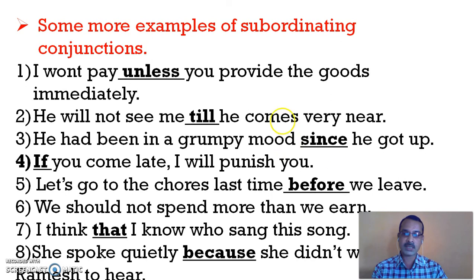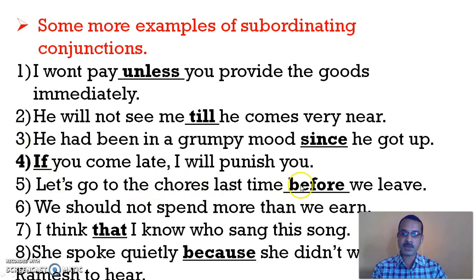The subordinate clause is written after the subordinating conjunction. Like this example number 1, unless is there. In example number 2, till is there. Example number 3, since is there. In example number 4, if is there.